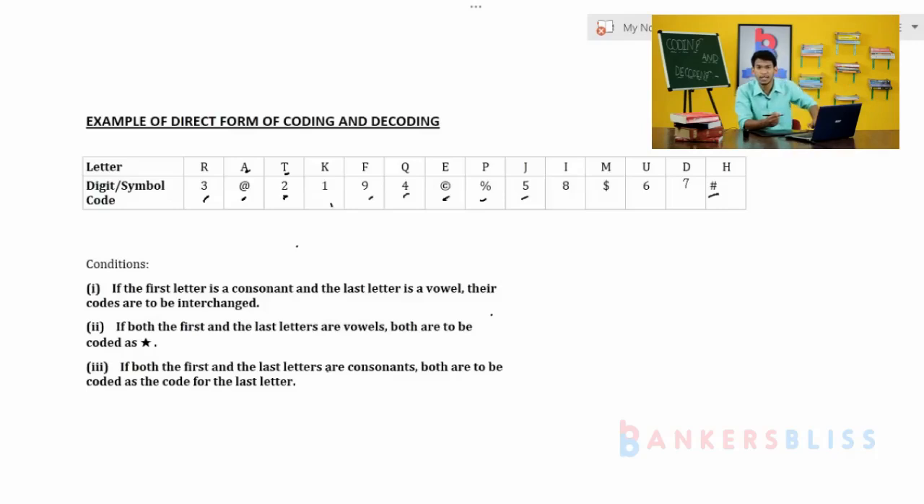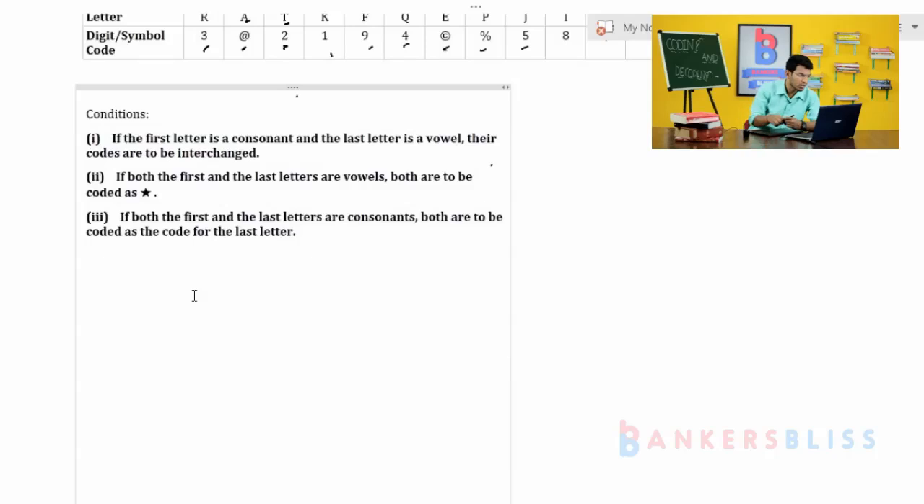Simple terminology, I am telling you guys, it is a condition. It is nothing but, given the problem, how we can go and how we can arrange that. Simple, guys. Look at the condition: if the first letter is a consonant and the last letter is a vowel, their codes are to be interchanged. First condition, I am just explaining to you guys.